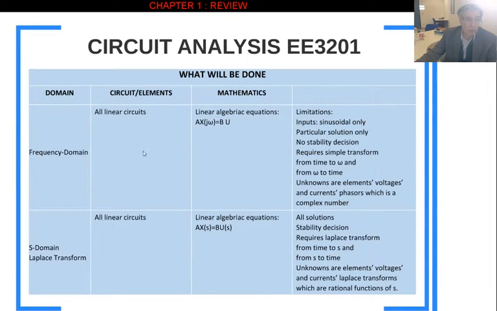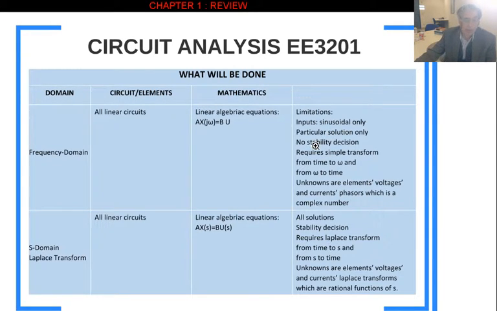There are limitations in this domain. What are these limitations? Input is sinusoidal only. For different independent sources, we cannot use that frequency domain. We could use the frequency domain only for the sinusoidal independent sources. Particular solutions only are going to be found. Not all the solution, only the particular solution, but still acceptable. We are going to explain it.